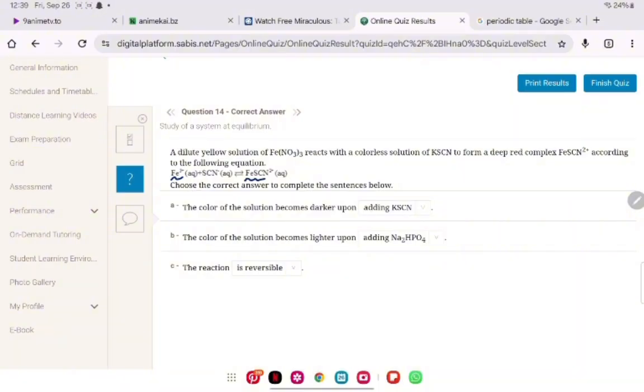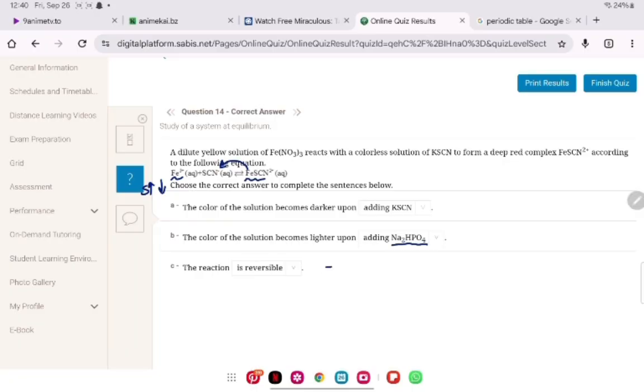The color of the solution becomes lighter upon adding this. So you basically have to memorize that adding Na2HPO4 takes away from Fe3+. You have to memorize this. Since it takes away from Fe3+, the system will try to increase it. And how will it try to increase it? By moving backwards, and by moving backward it will make more Fe3+, which makes the solution lighter, which is adding more yellow. So I hope you understood from that explanation.